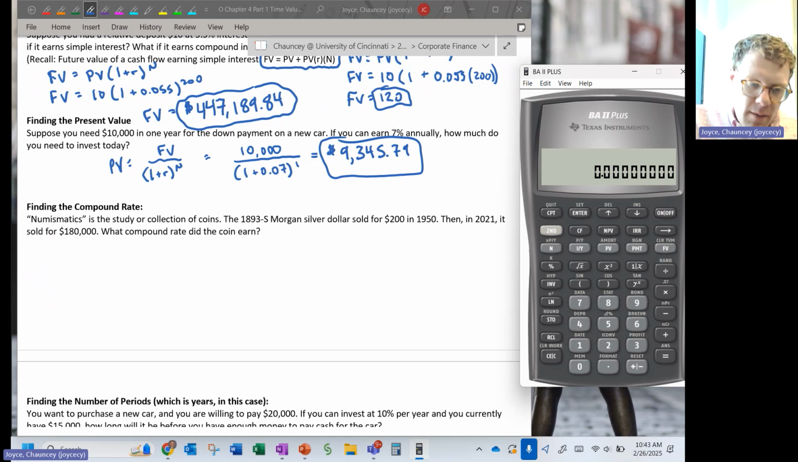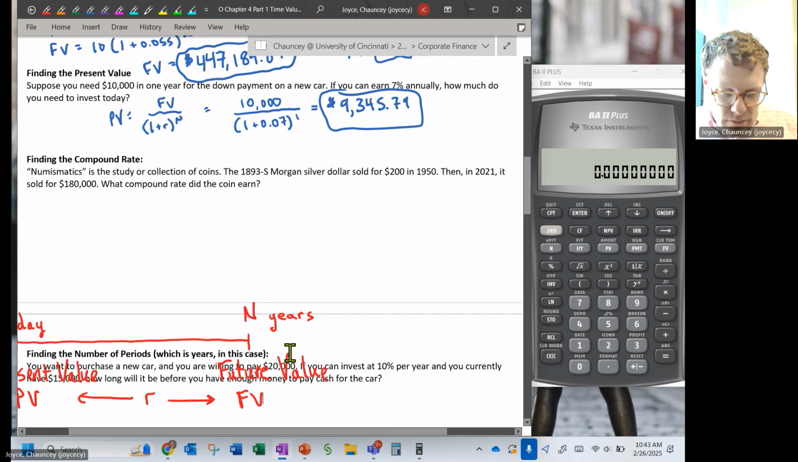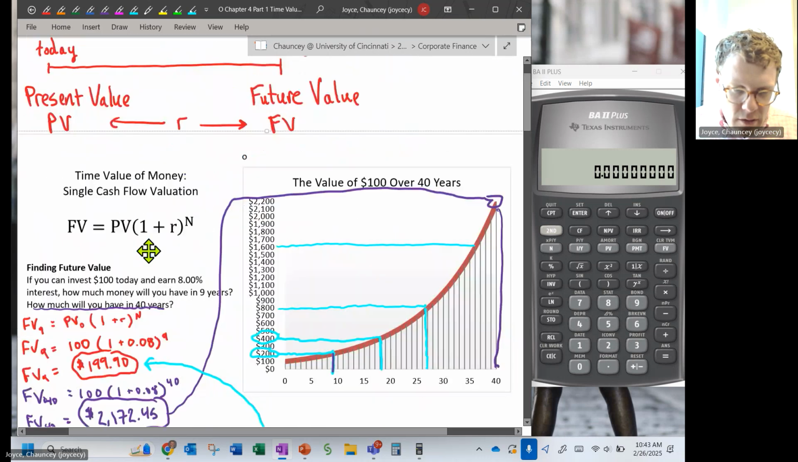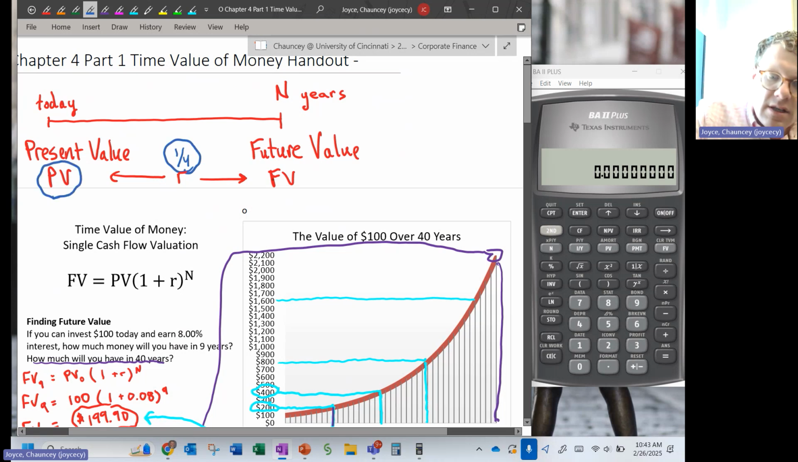So if I, again, copy down that timeline that we worked on, you can see your present value is here. Your R is what your calculator calls the IY. And you have present value, the amount invested today. So it's the initial value of the coin. The future value is what the coin compounds to. And N is the number of years.